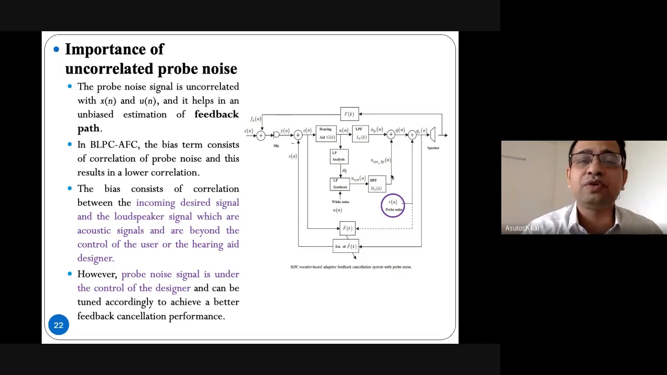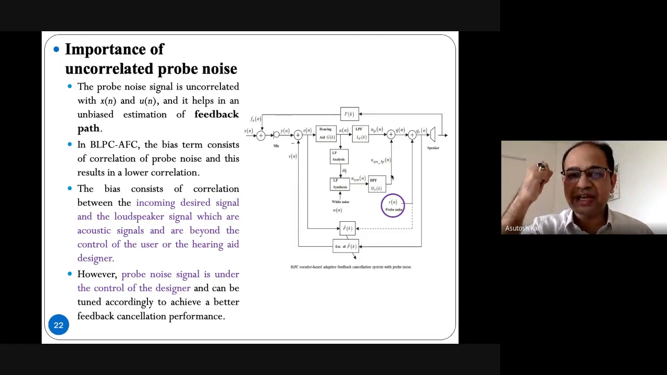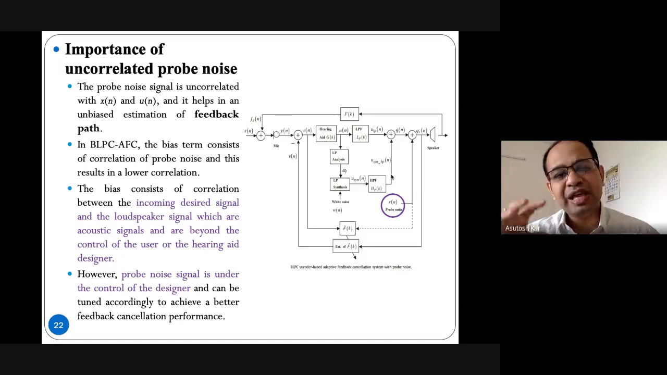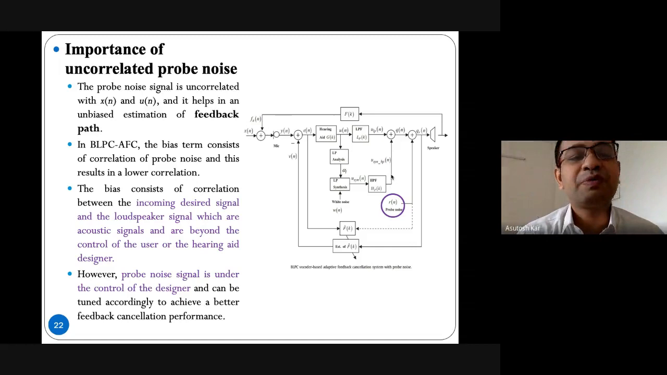When this practical concept struck our mind, we used it in this BLPC vocoder-based feedback cancellation with the help of the probe and estimation of the filter. And then we got enhanced and escalated performance. Therefore, this is the importance of the uncorrelated probe noise.